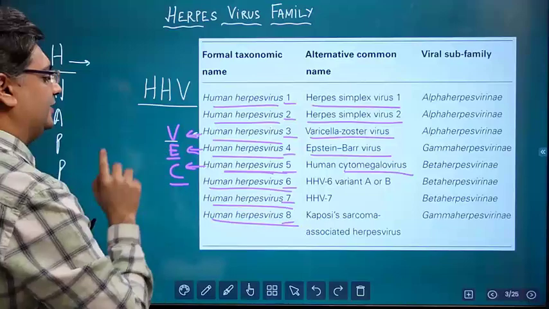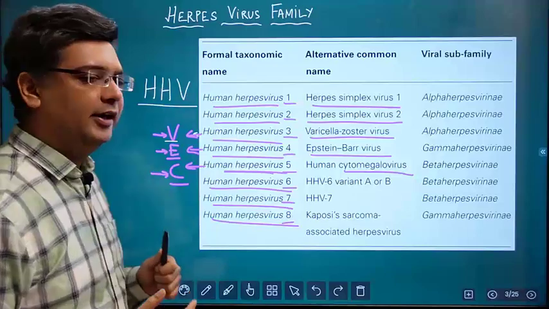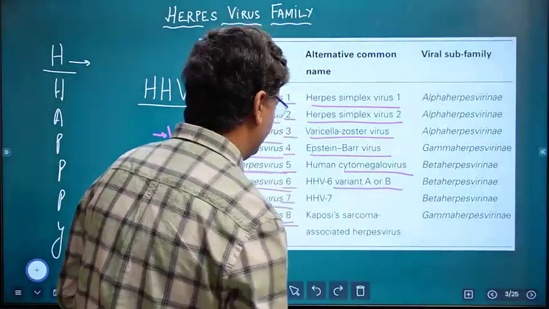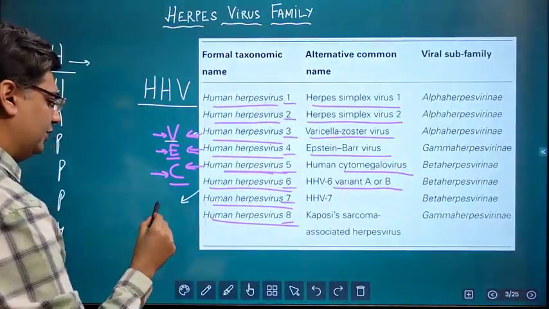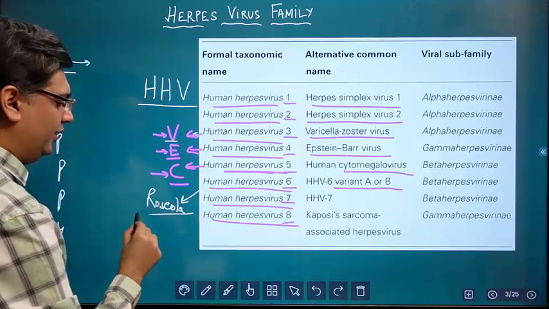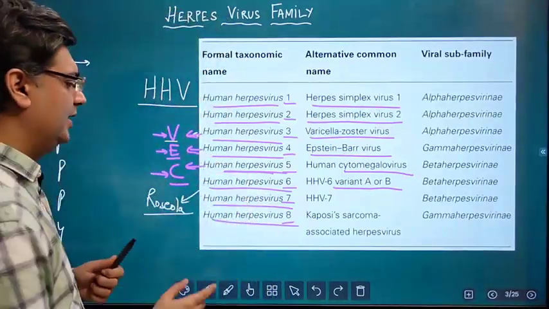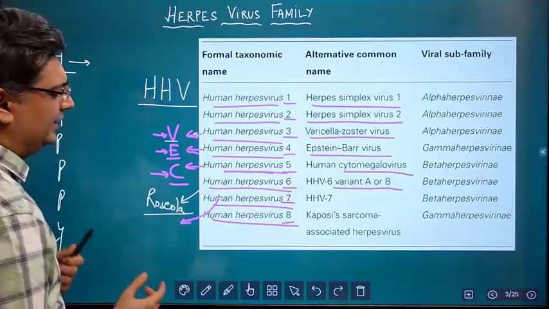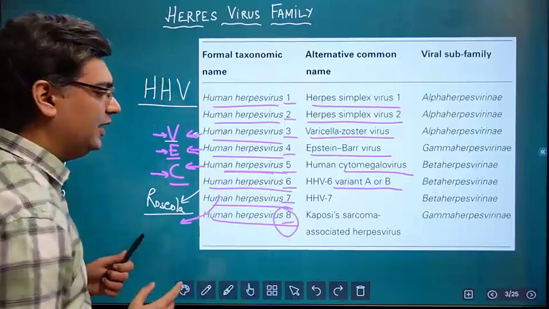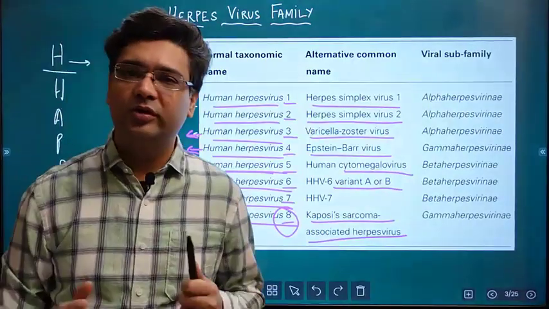V is varicella, E is Epstein-Barr virus, and C is the cytomegalovirus. Now, the HHV6 family here is also called the roseola family because it causes a disease called roseola infantum. Roseola means red, so it's a red rash which is seen here, and HHV7 is very similar to HHV6. And finally, we have HHV8, which is associated with the Kaposi sarcoma-associated herpes virus.